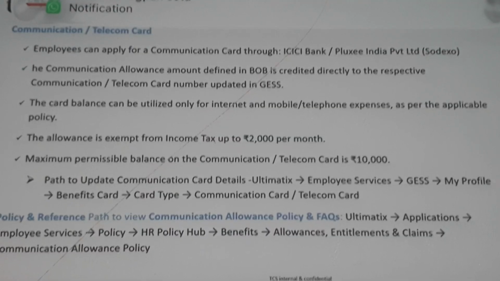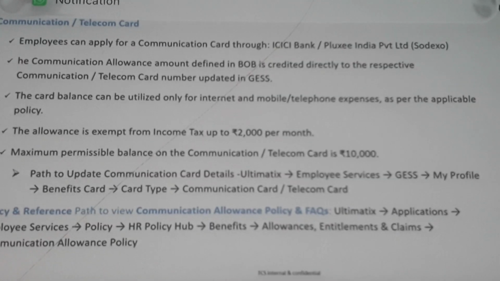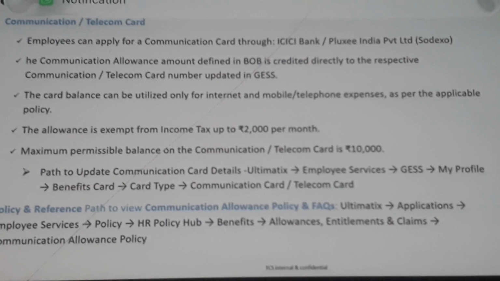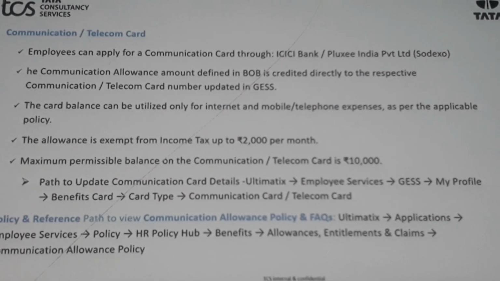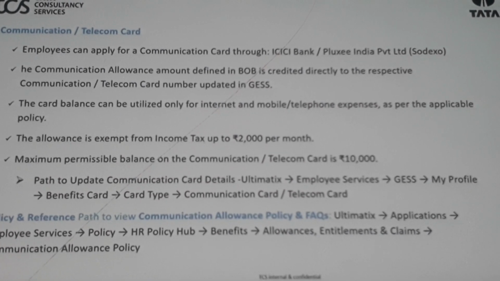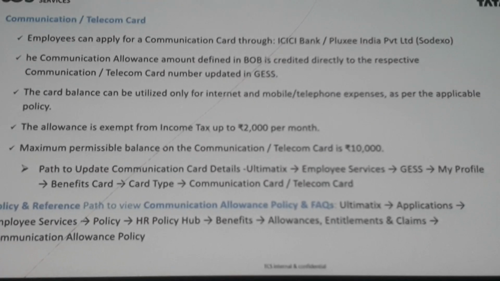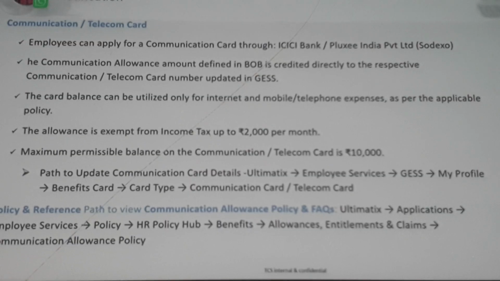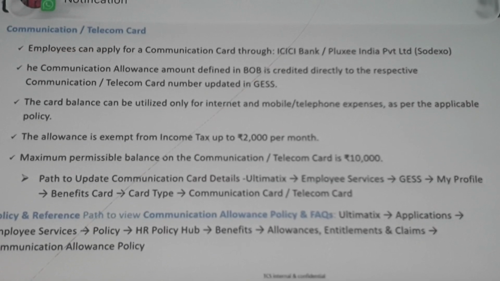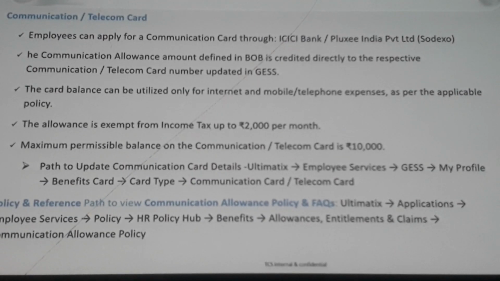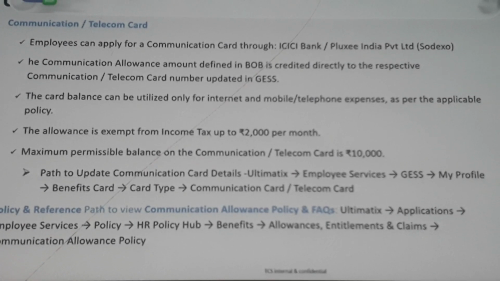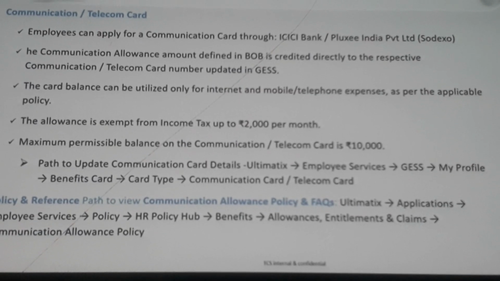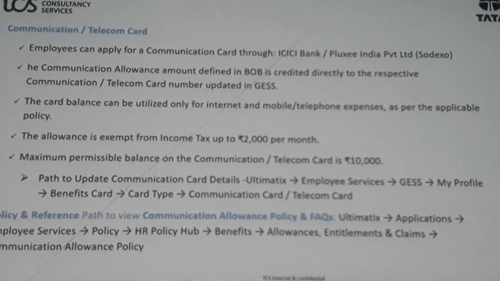Communication card can be applied from ICICI or Pluxee. The tax benefit for the communication card is up to 2,000 per month. The associate has to update the card details in GSS. Post that, allocation of the amount is to be done in the bouquet of benefits. Up to 2,000 per month can be loaded to the telecom card. This amount in the card can be utilized to pay mobile, internet, Wi-Fi and data card bills.